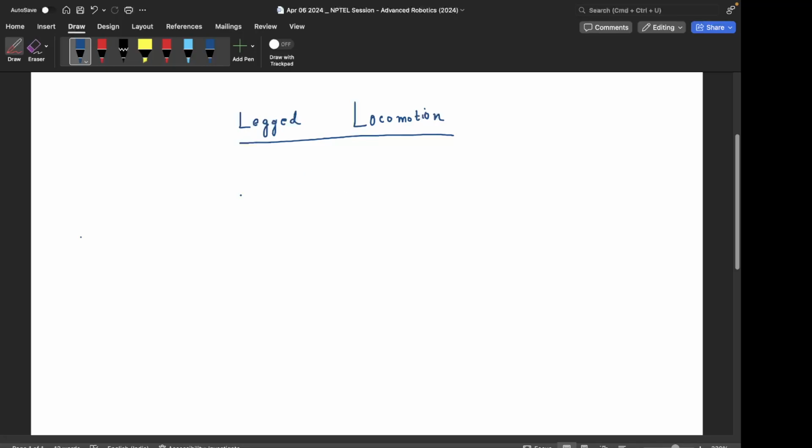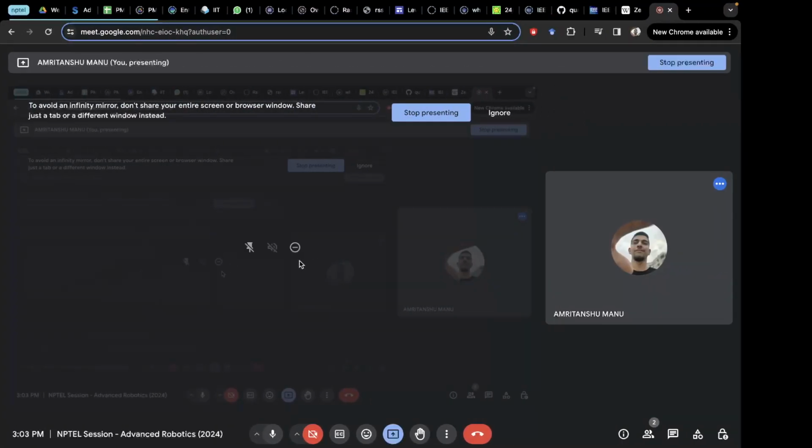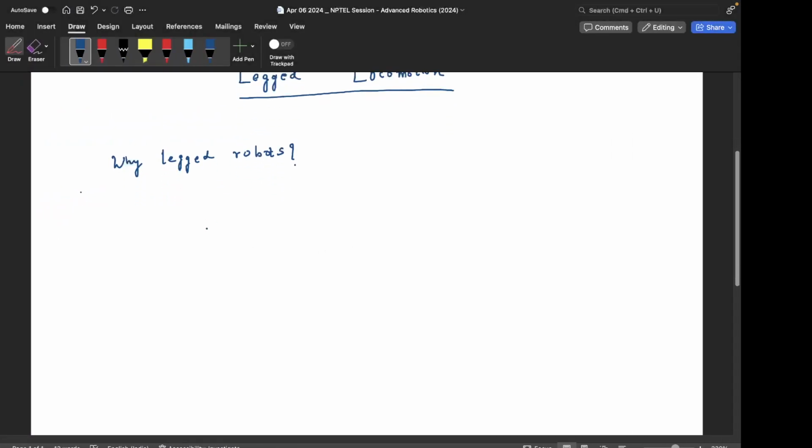So, what's the motivation behind building legged robots? So why legged robots? That's the first question that we need to answer. Why should we even worry about reading or thinking about these robots? So the idea is that we have a class of robots. So let's draw a flow chart kind of a thing.